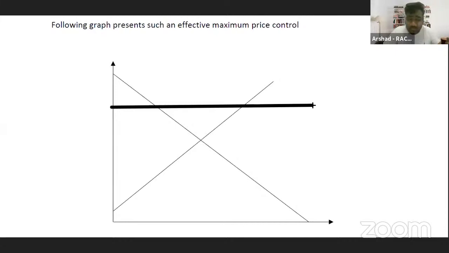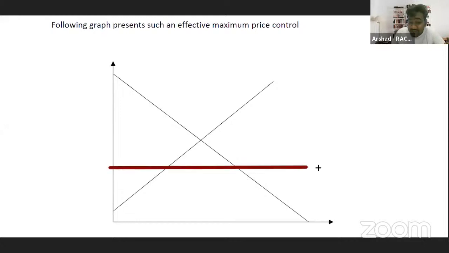Now, what is the point of setting the maximum price above equilibrium? If you set it above equilibrium, it will go back to equilibrium. There is no point. Guys, remember, for a maximum price to be effective, it always has to be set below equilibrium. You can set it above equilibrium, but it's not going to be effective. So for the maximum price to be effective, it has to be set below equilibrium.